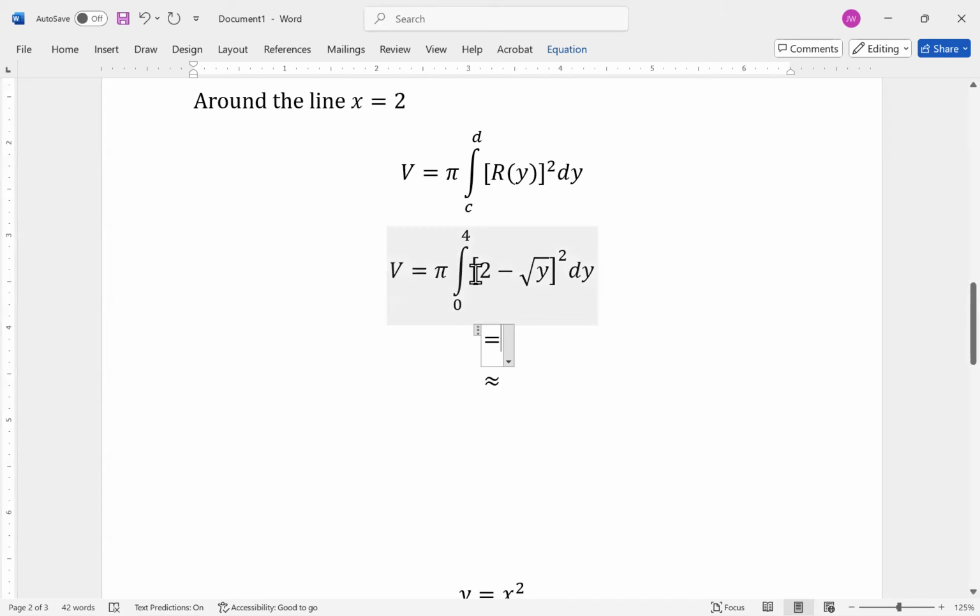Make sure as you do that, the entire radius, the entire 2 minus square root of y gets squared and not just the square root of y part. So when I did that, I ended up with 2 and 2/3 essentially times pi. There was a little bit of a rounding error when my calculator did that, which is approximately 8.38.